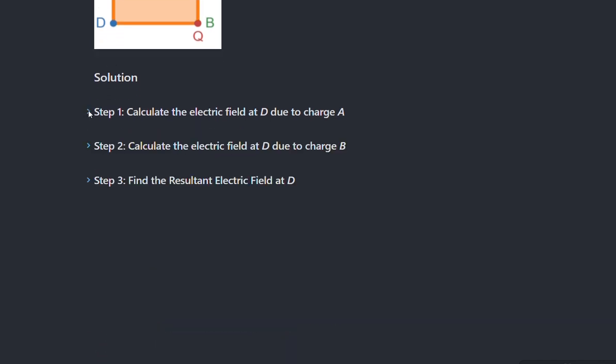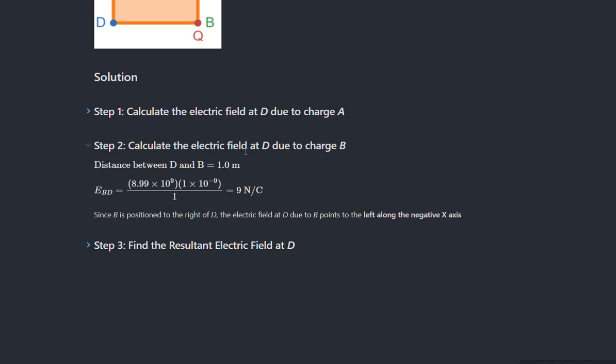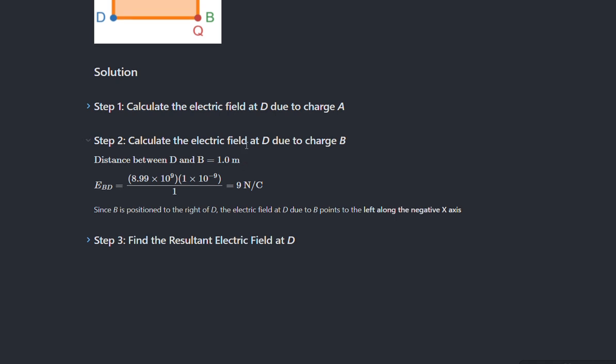So now we have to find the electric field at D due to charge B. We do the same process we did for A, which is get the distance, which is 1 meter, and then use Coulomb's law to find the electric field. And in this case, both charges are the same magnitude, and so we get the same calculation. EBD is also 9 nanocoulombs, but the direction is what will be different.